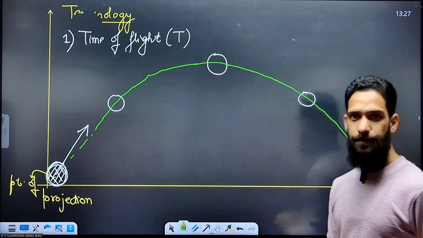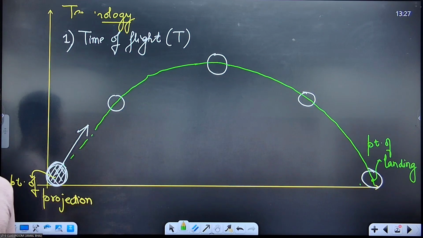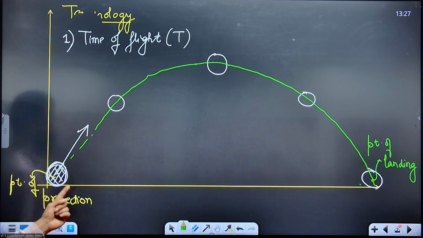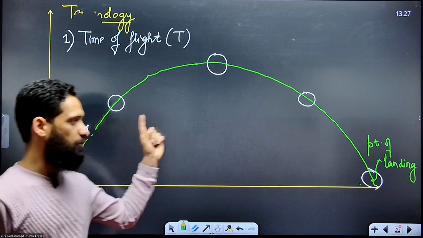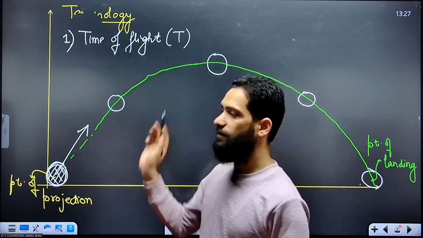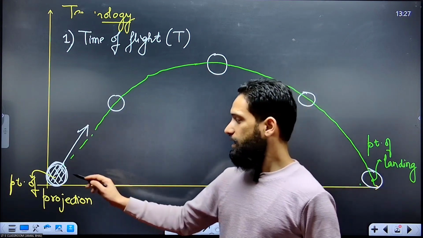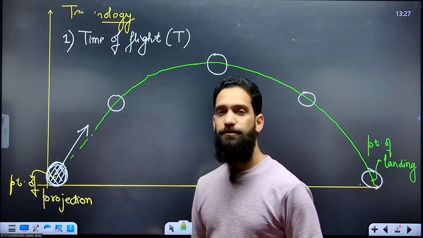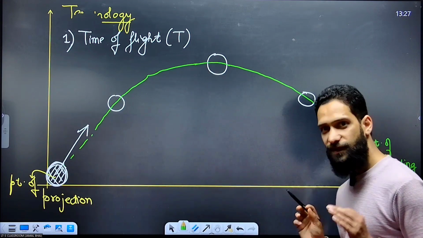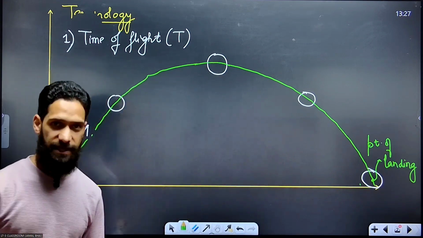So we can say the time for which the body remains in air from the point of projection to the point of landing, that time interval is called the time of flight.